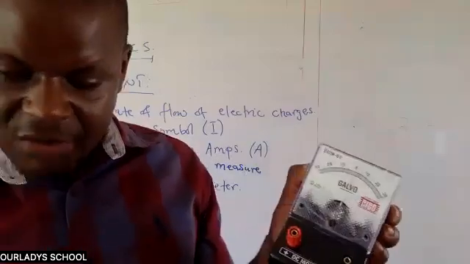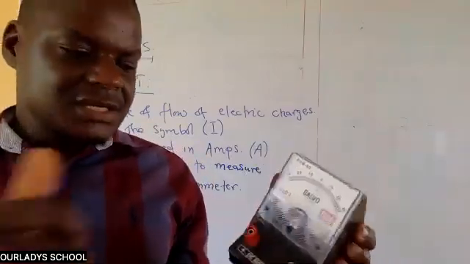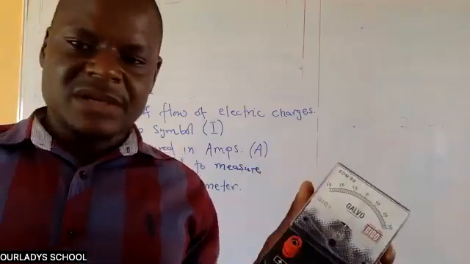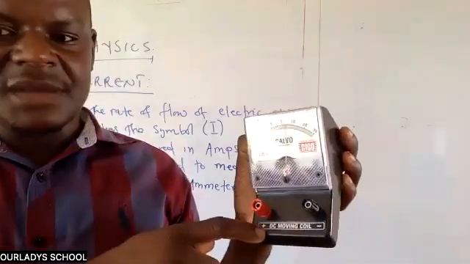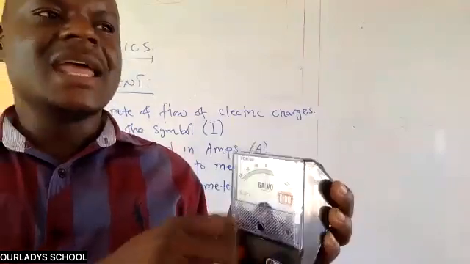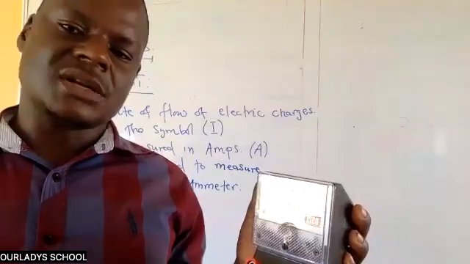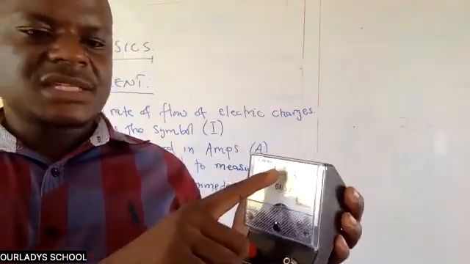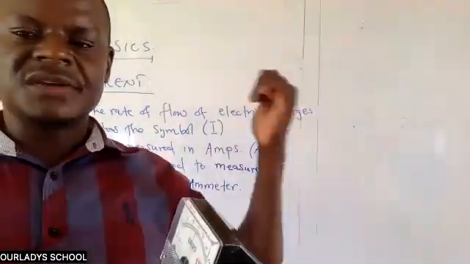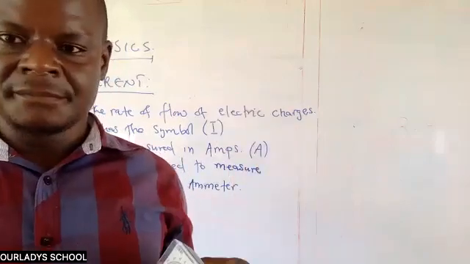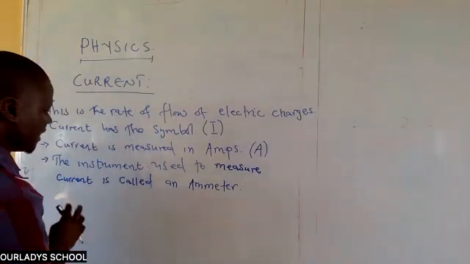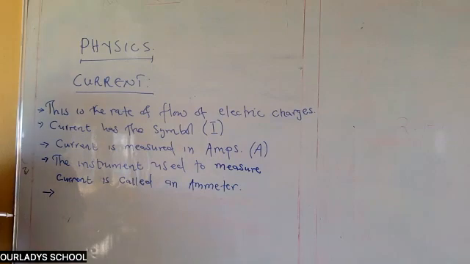The control, the resetting button, it's the same. Terminals, it's the same. So how you can measure the current: you just get a battery and connect it. The positive part of the battery goes on the positive terminal, the negative part of the battery goes on the negative terminal, and then you switch on the switch. It's going to deflect, pointing at a value which is equivalent to the rate of flow of electric charges in the wire.